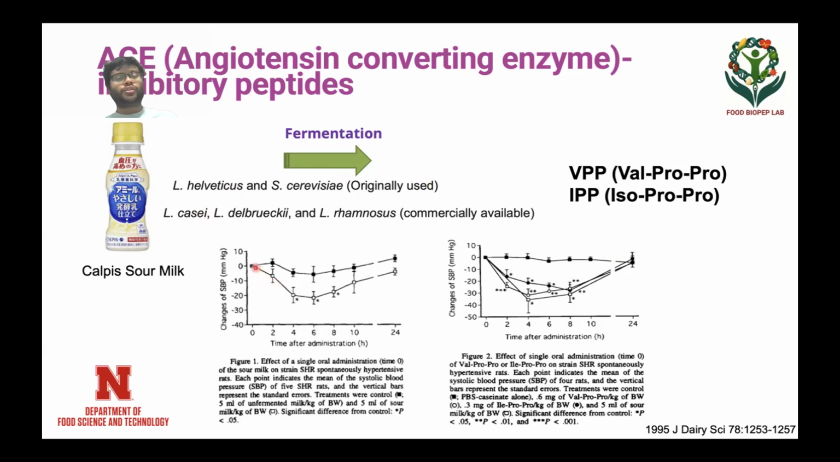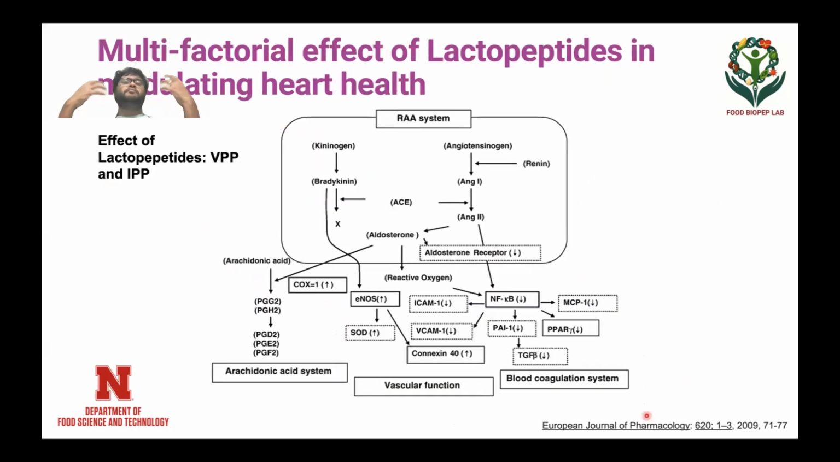And this can reduce your blood pressure. This is data coming out from a rat study that reduced the systolic blood pressure effectively. Now, this is a pretty old study, actually 30 years ago. Since then, we have started to understand more about these two peptides, the lactopeptides VPP and IPP.